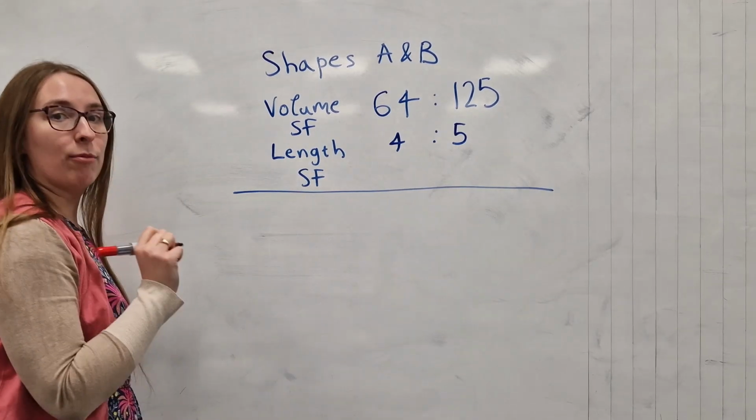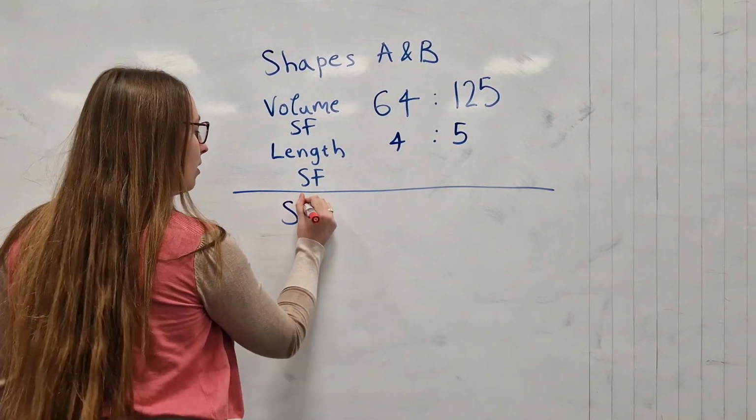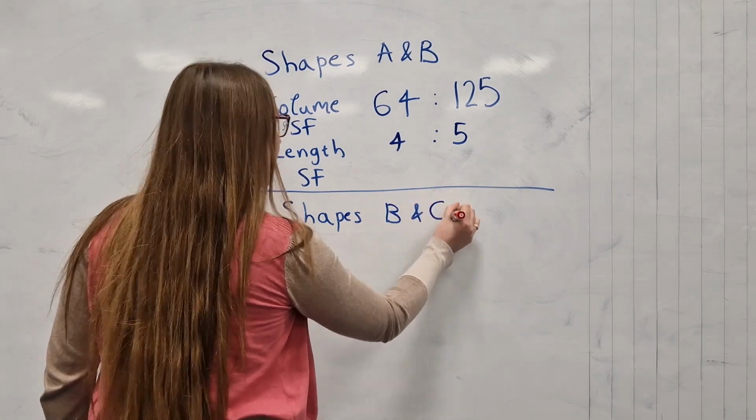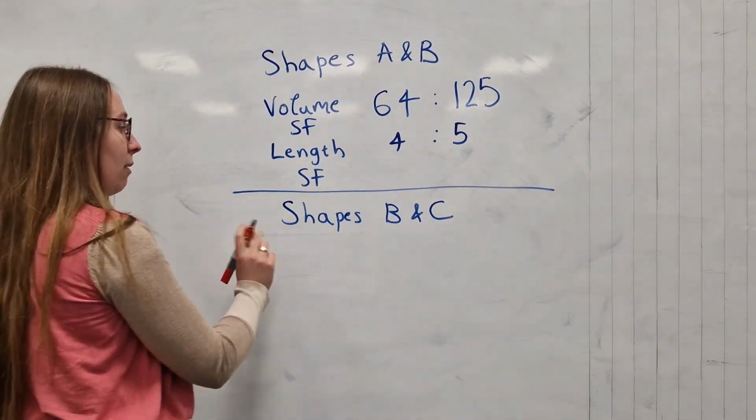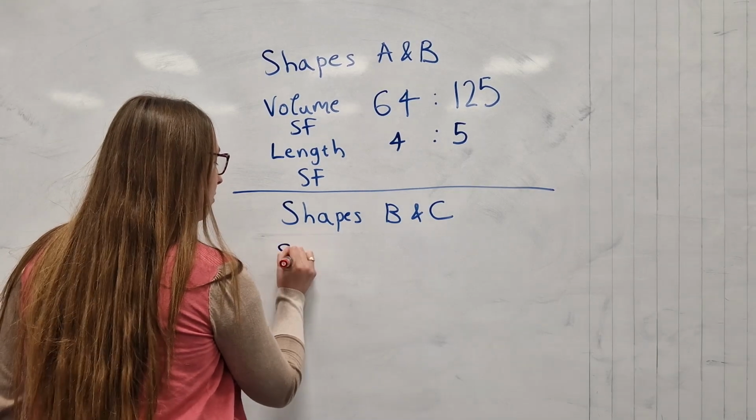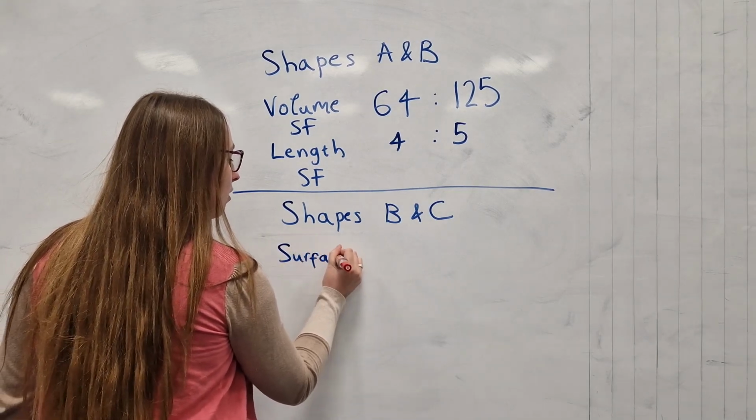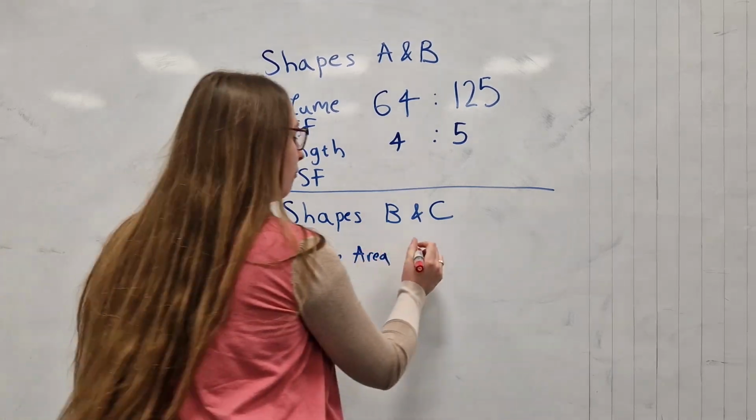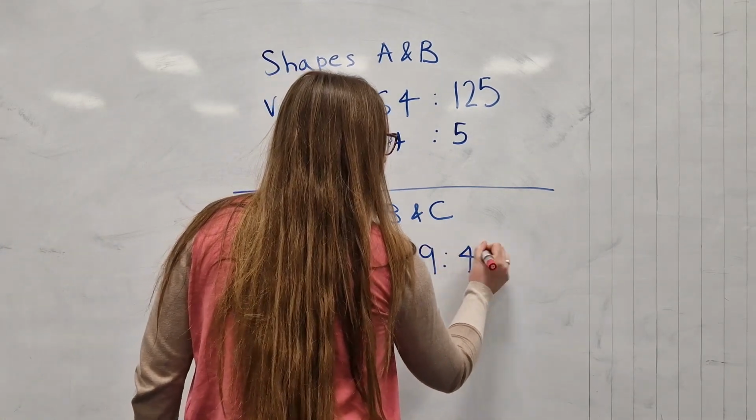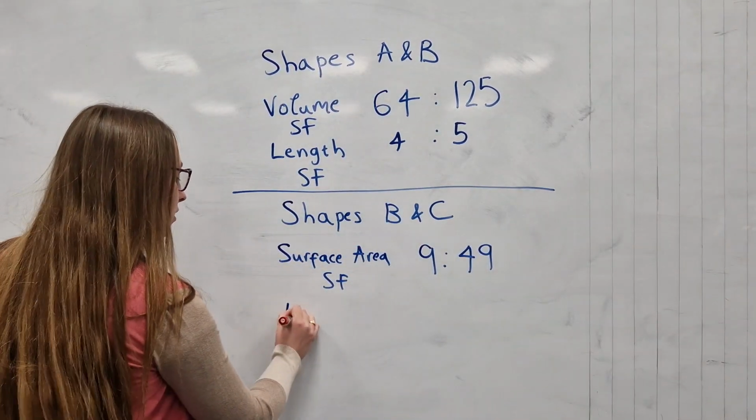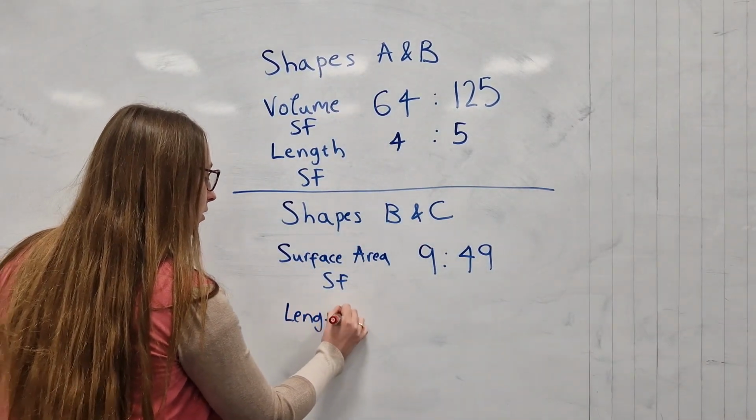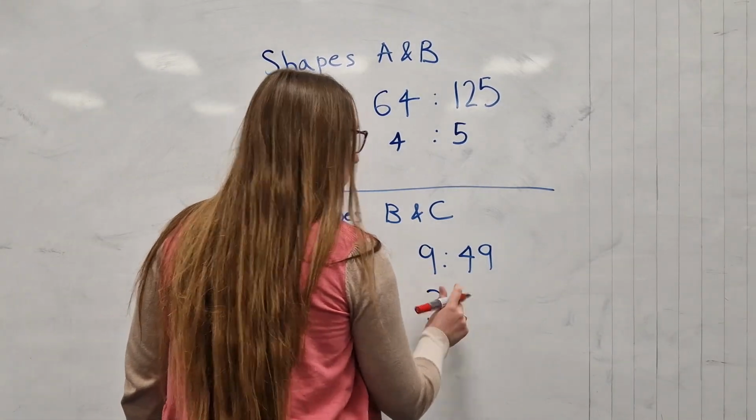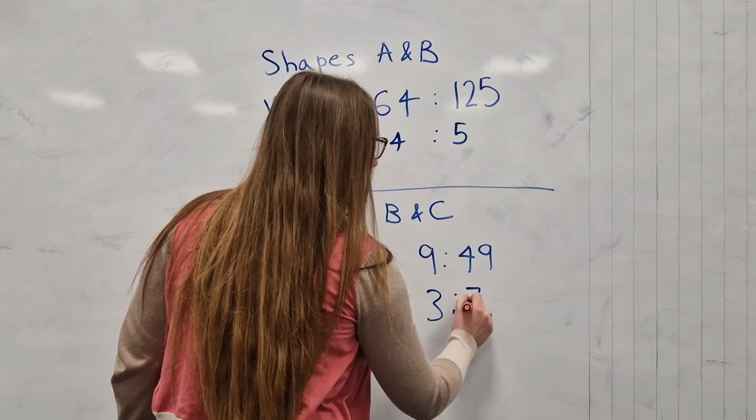Now let's look at the information we have about shapes B and C. And here we have information about the surface area. So surface area scale factor, and this is 9 to 49. And then to get down to the length scale factor, we take the square root of this. So square root of 9 is 3, the square root of 49 is 7.